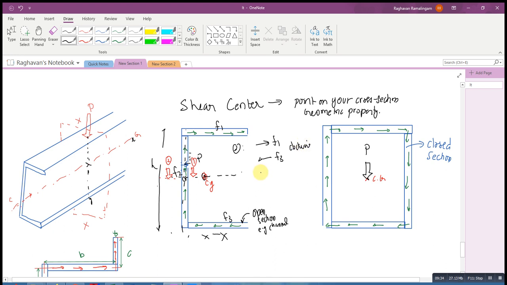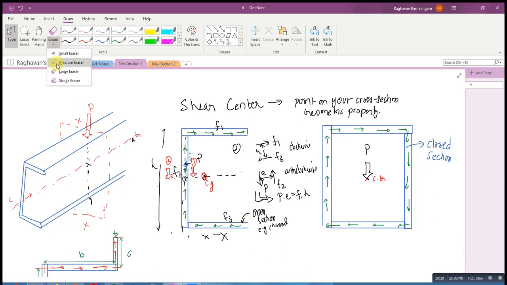and P and F2 go anti-clockwise. F1 and F3 are separated by H, so this and this are separated by some distance. So I have to place P at such a distance that the couple caused by F1 and F3, separated by a distance of H, is balanced by the couple created by P and F2.